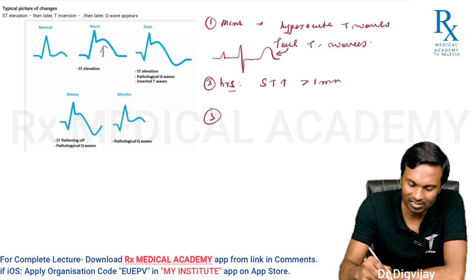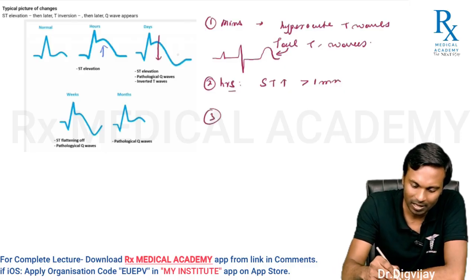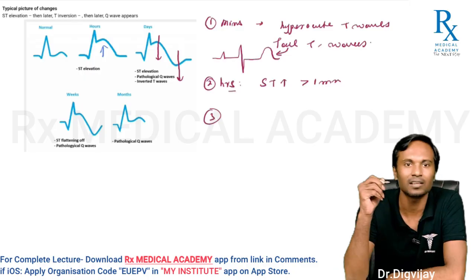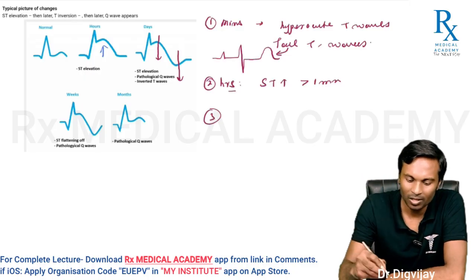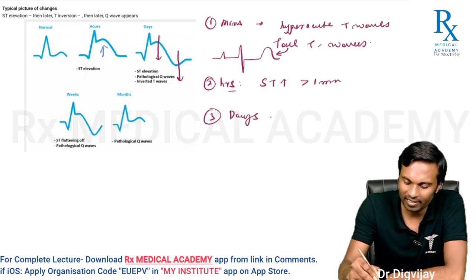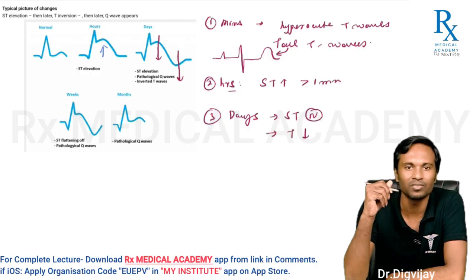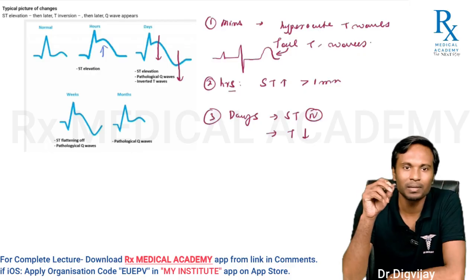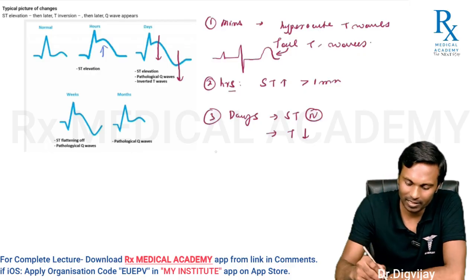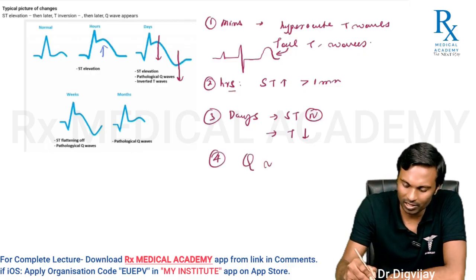So later on, this segment will keep on normalizing, taking the T wave along with it, resulting in T wave inversion. So within days, ST segment will normalize, but it will result in T wave inversion. But weeks later, particularly after healing by scarring, there can be appearance of pathological Q waves.